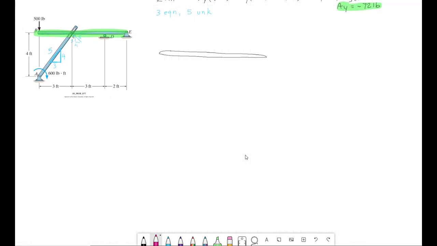All right, so we still have our force here of 500 pounds at B. We're going to come back to C in just a moment. The force at DY is still vertical. The force at the pin E is the same on this member as it is on the entire free body diagram. That didn't change.